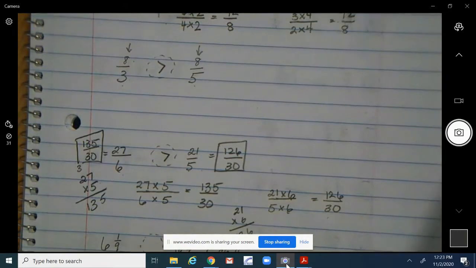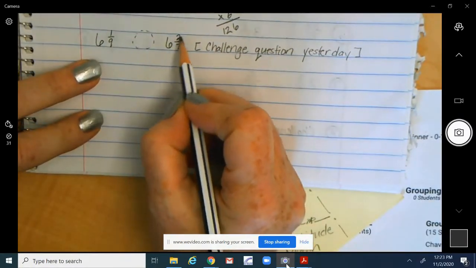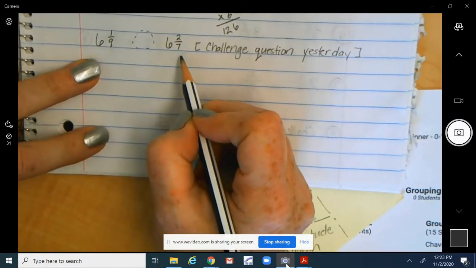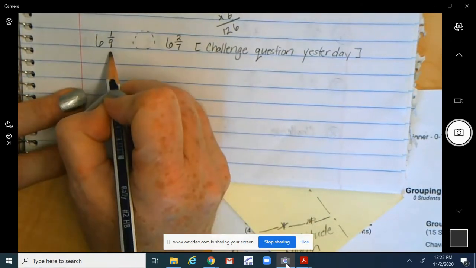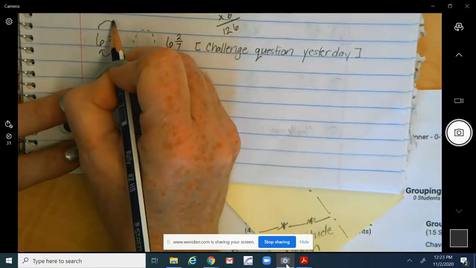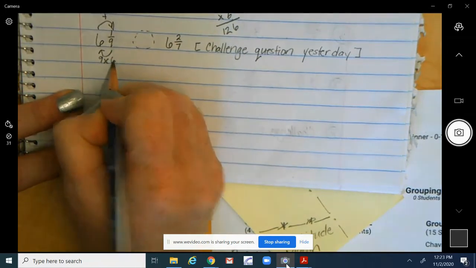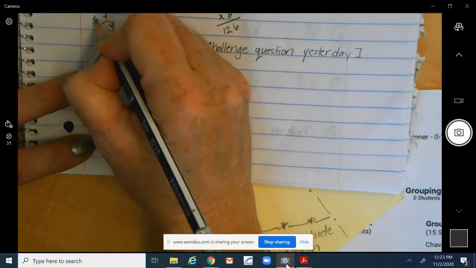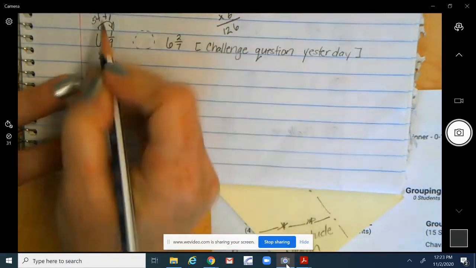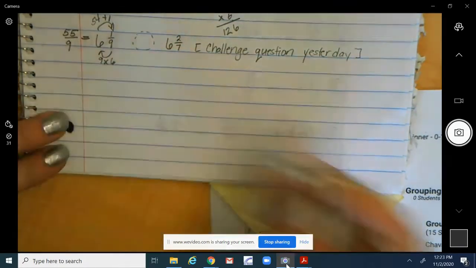And yesterday, some of you might have tried the challenge question. Here it is. 6 1/9 compared to 6 2/7. Now, you probably know how to do this because I just showed you up above, but let's give it a shot. So I'm going to multiply 9 times 6. 9 times 6 is the 9 trick, so that's 54. And I add 1. So this is the same thing as 55/9.